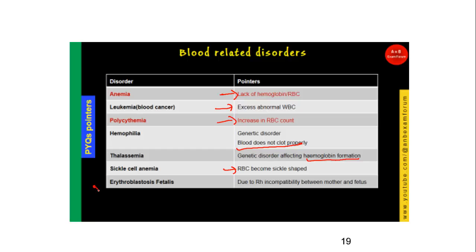And the other very important one is erythroblastosis fetalis. It is basically a compatibility issue between mother and fetus. Because of this, there can be mishappening to the mother or the child.